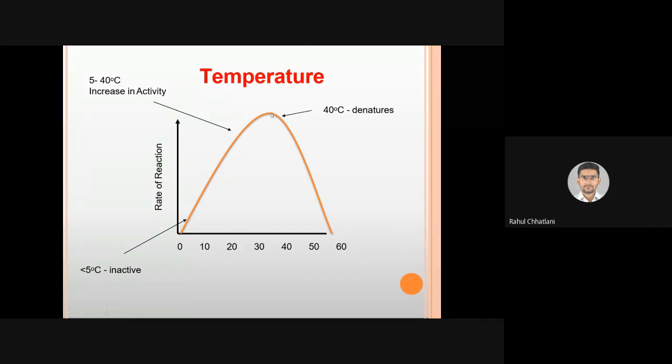But when it reaches 40 or 45 degrees and you try to increase the temperature further, it denatures and will die off. Activity will decrease. And up to 60 it will be completely off. After 60 there is no enzyme that is active. Your body will lose all enzymes if your body temperature rises more than 50 or 55 degrees Celsius. So this was the effect of temperature.